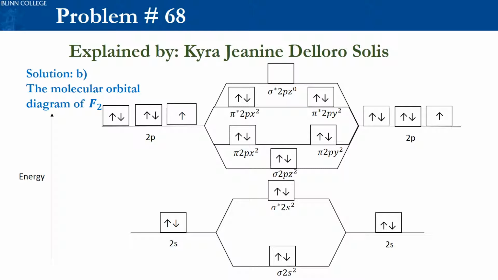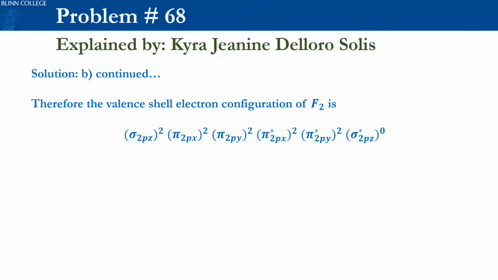The molecular orbital diagram of a fluorine molecule is represented below. With the information provided by the molecular orbital diagram for the fluorine molecule, the valence shell electron configuration can be determined to be sigma 2pz squared, pi 2px squared, pi 2py squared, pi star 2px squared, pi star 2py squared, sigma star 2pz to the 0 power.